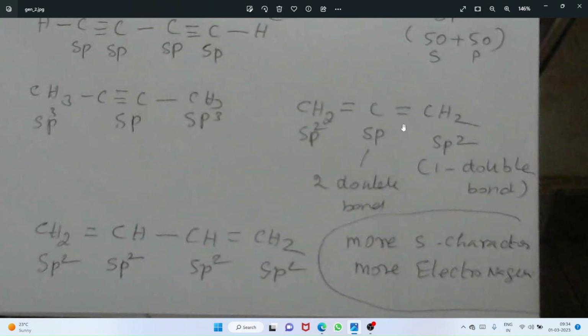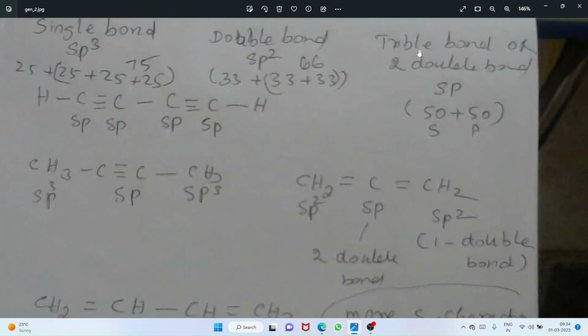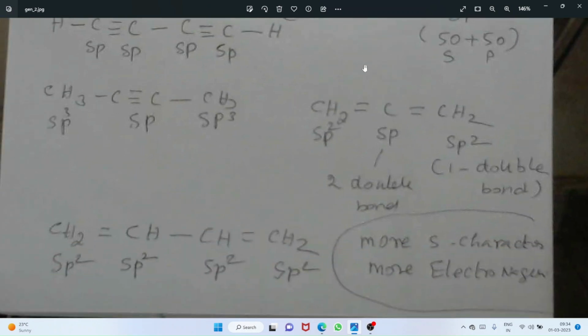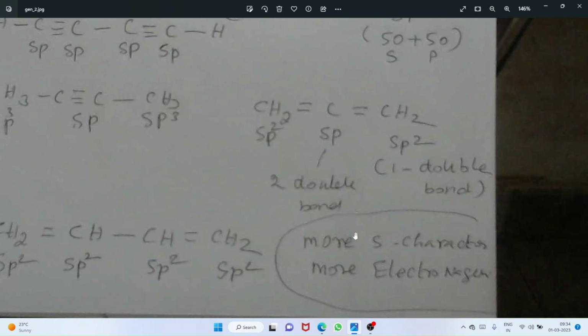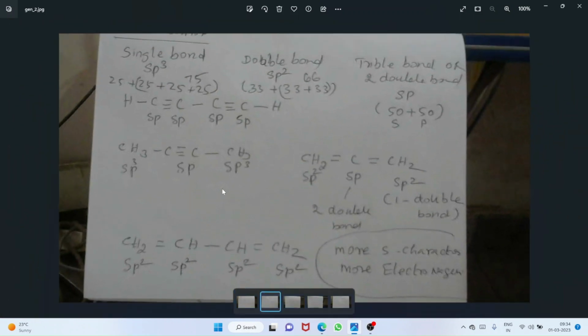Now if you look at this example, we have a carbon with two double bonds, so this is also sp. So sp hybridization is a triple bond or two double bonds. Here we have one double bond, so sp2, and this is also sp2. Here you see sp2, sp2, sp2, sp2. The more S character, the more electronegativity.